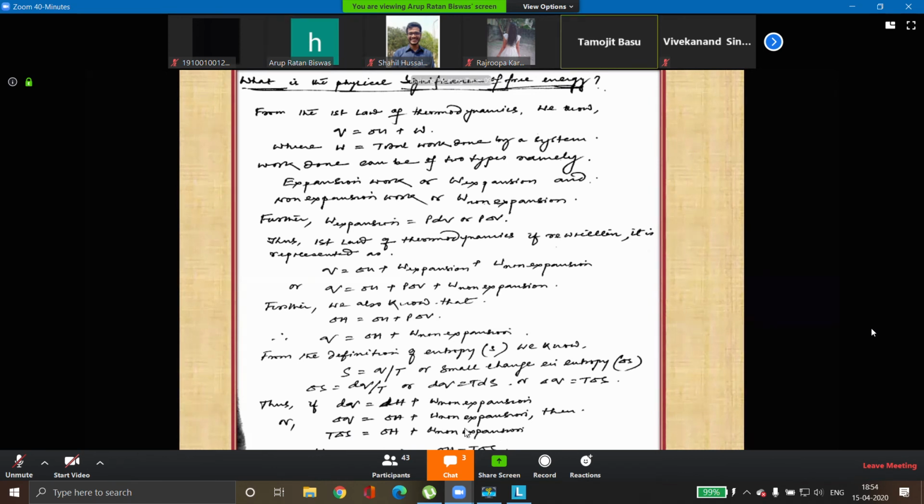Hence, if you change sides, it becomes minus W non-expansion equals delta H minus T delta S. And we know that this expression is the free energy change. So instead of writing minus W non-expansion, we can write minus delta G equals delta H minus T delta S. In the next slide, you can see it.